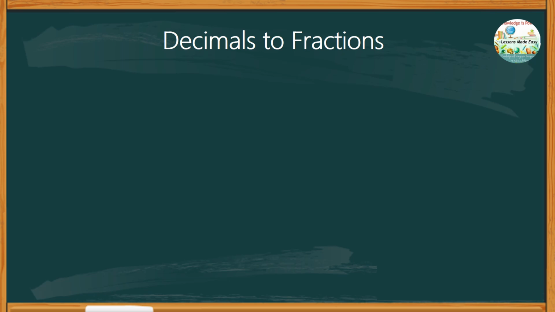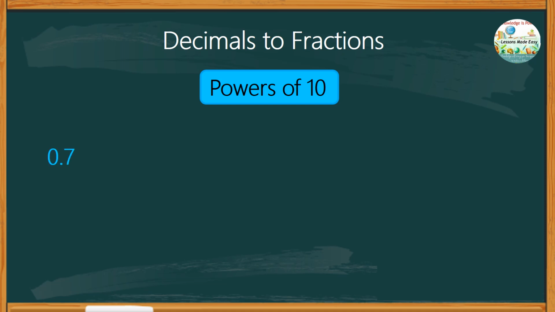How do you change decimals to fractions? Be reminded that decimals are special fractions with 10 or other powers of 10 as the denominator. Let's try this one. 0.7. Write 7 as the numerator, and since 7 is a single digit to the right of the decimal point, therefore the denominator goes with just 1 zero, which is 10.